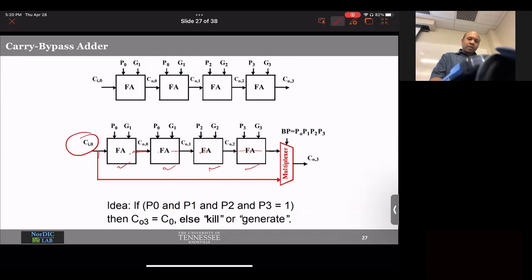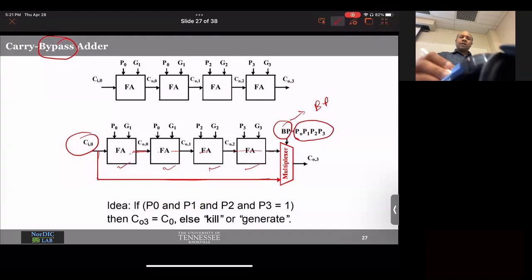But you have an additional signal called bypass. BP means bypass. You use a logic gate to compute this. What is that? Propagate. Remember P? What does that mean? If P0 is 1, what does that mean? Propagate the carry for the first stage.